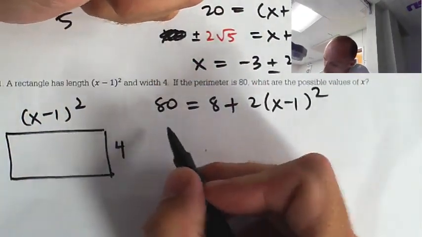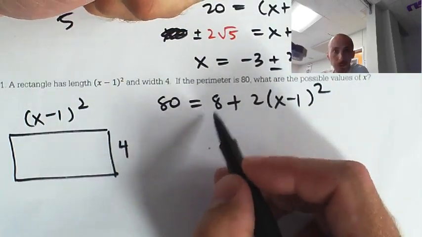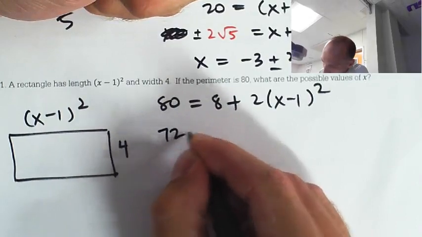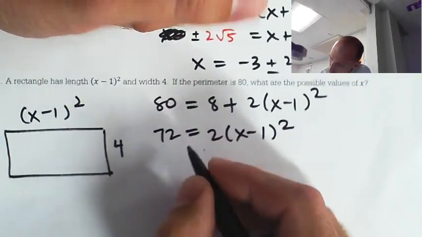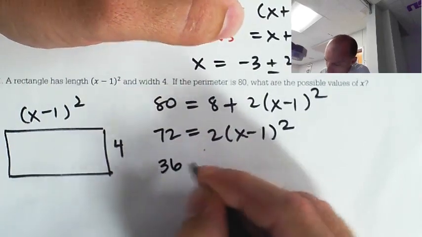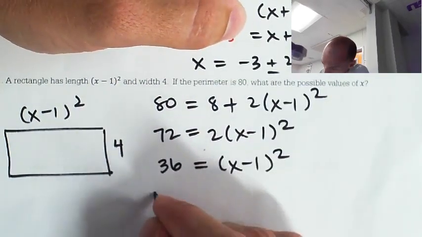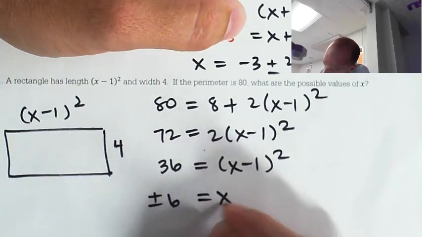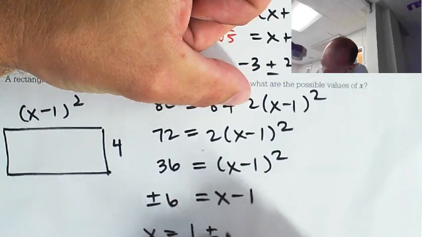So, back to this one. We're going to solve for x. We're going to subtract 8 from both sides. Yeah, that's way better. Divide both sides by 2. 72 divided by 2, that would be 36. Take the square root of both sides. I'd get plus or minus 6 equals x minus 1. And I'd say x equals 1 plus or minus 6.